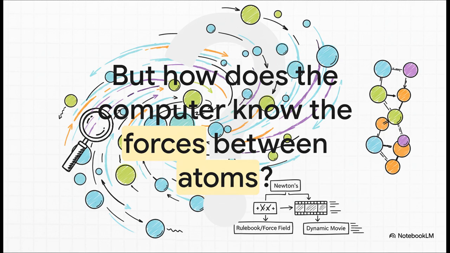Okay, but this brings us to the million-dollar question, right? We can calculate the movement if we know the forces, but how in the world does a computer know the forces between atoms? Like, how does it know how a carbon atom and an oxygen atom are supposed to interact? Where do those rules come from?